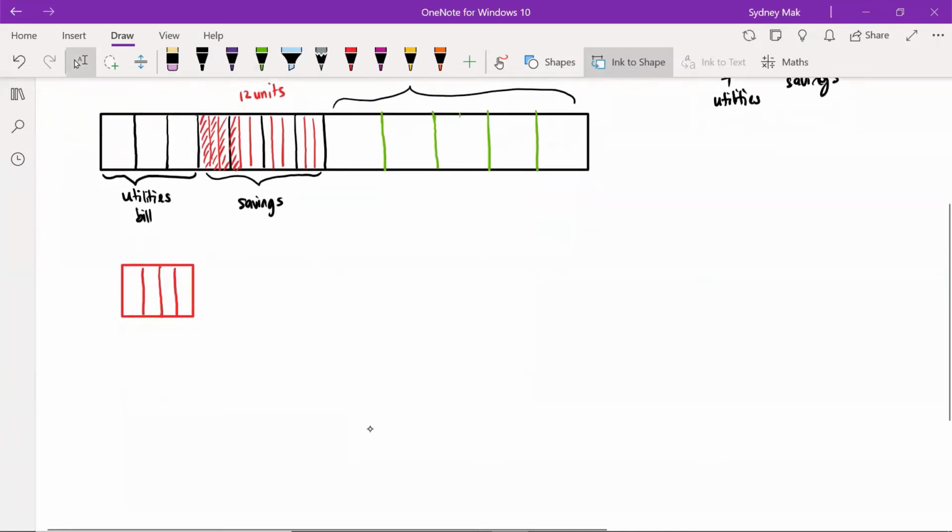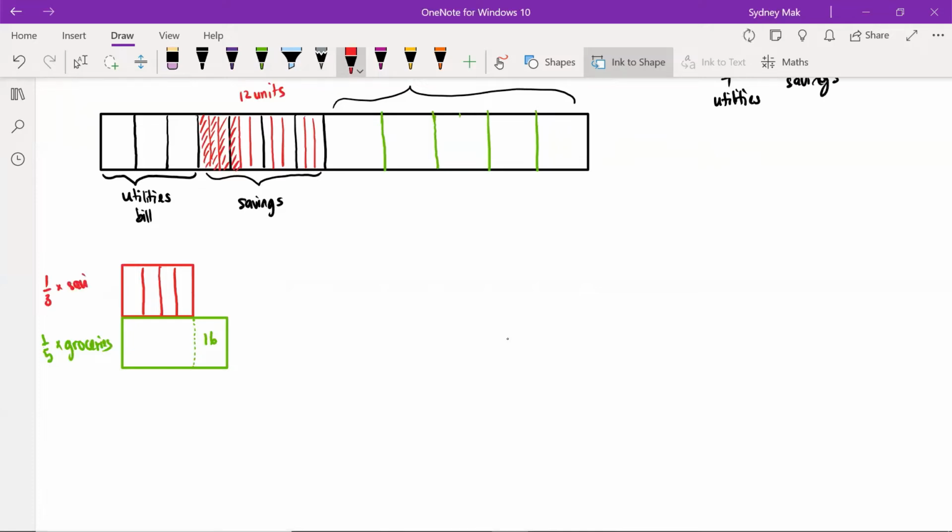I shall just draw with the green one to show that this is representing the grocery. This is 1/5 of the grocery. And this 1/5 of the grocery, the extra part, will be 16. This is the groceries, this is 1/5 of the groceries, and this is 1/3 of the savings.